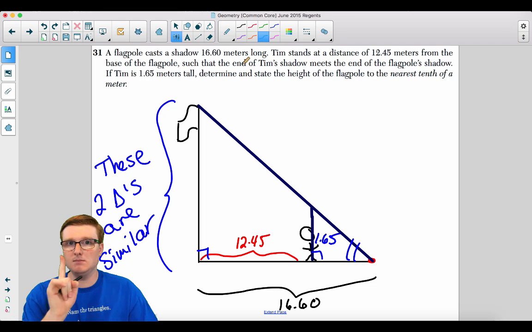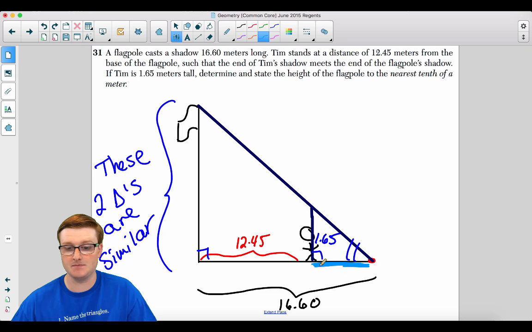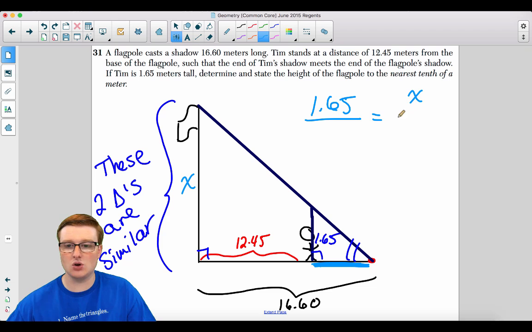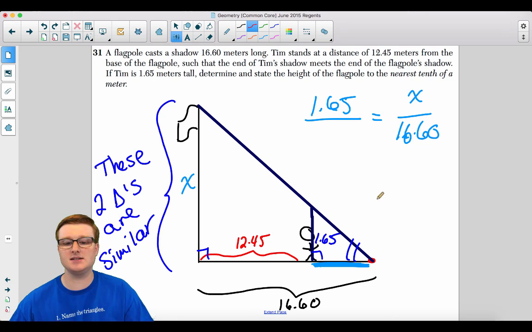Now, we need one more piece of information to figure this out. This right here. We don't have that because your goal is to take 1.65 and set it in proportion to this little side over here and set it in proportion to the x over the 16.60. A very common mistake that people make is they say, okay, let's do 1.65 over 12.45 equals 16.6 over x, or something along the lines of that. That's wrong. You need to find this length over here.